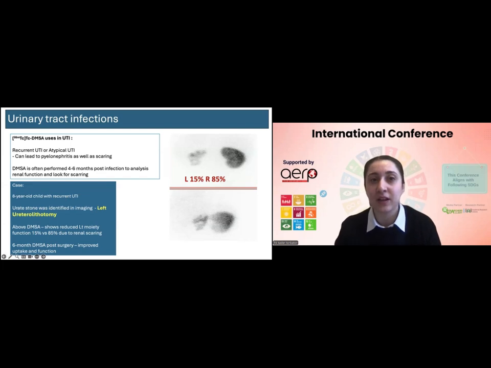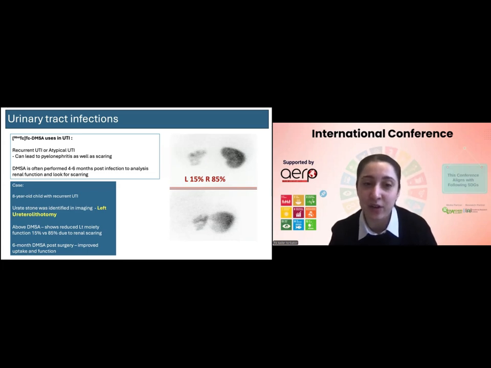The first being the common indication, which is urinary tract infections. Often we perform a DMSA scan 4 to 6 months after the initial infection to analyze for any loss of function secondary to scarring. And here I present to you a case of an 8-year-old child who had recurrent atypical urinary tract infections, and also actually had a stone within the kidney.